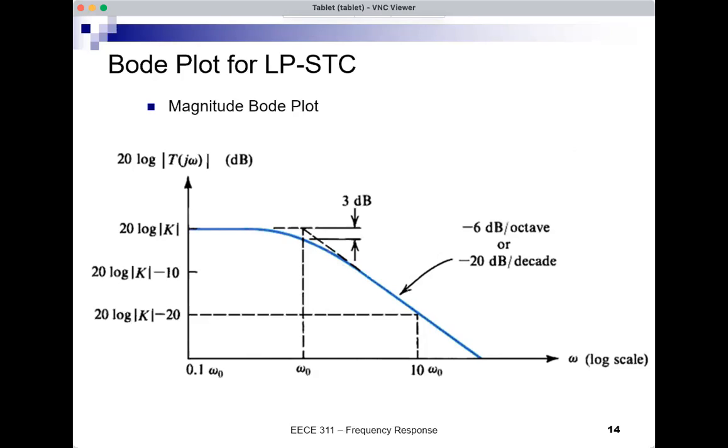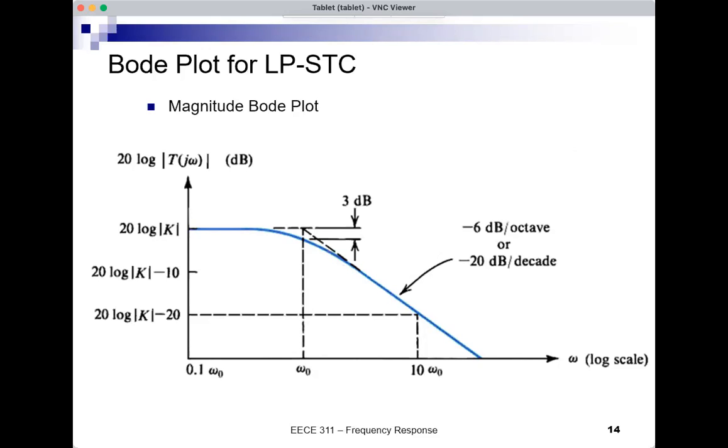Previously we discussed this, and we said that this is a plot of the dB level of the magnitude of the transfer function. And that's on the y-axis, 20 log magnitude of T. T is the transfer function, and it's T of j omega in the j omega domain. The units are in dB, so this is a log scale on the y-axis. The low frequency gain is K. So at frequencies that are low, we get 20 log K.